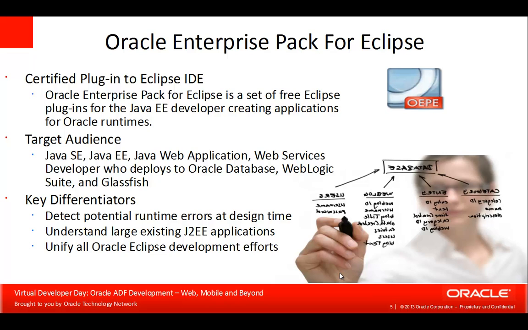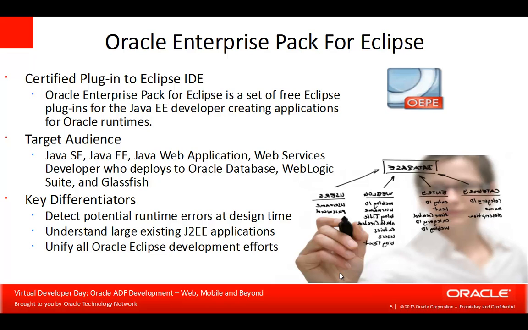So the key differentiators that we've got when it comes to making use of OEPE are things such as the ability to detect potential runtime errors at design time. So we're able to shortcut some of the development cycle. For example, things that we would normally have to develop and then debug as we run into issues. There are key features inside of OEPE that we'll see that will allow us to actually detect those issues while still at design time instead of waiting until we are out and debugging.